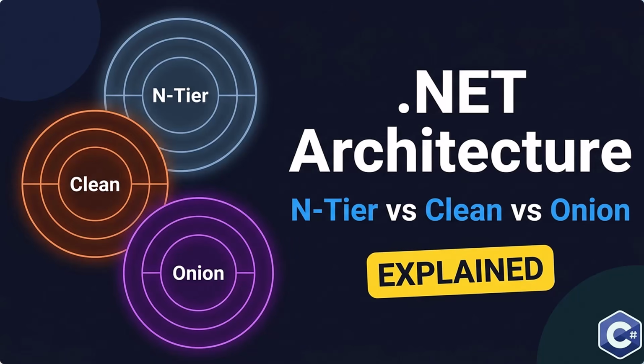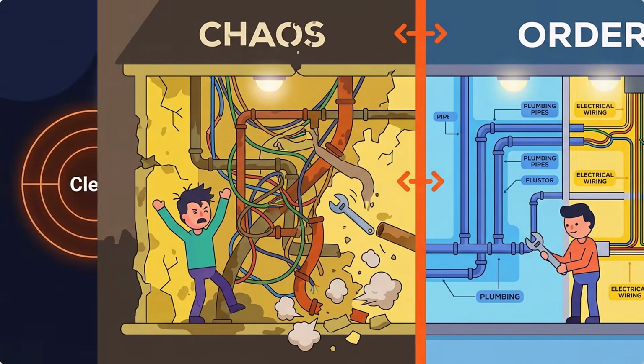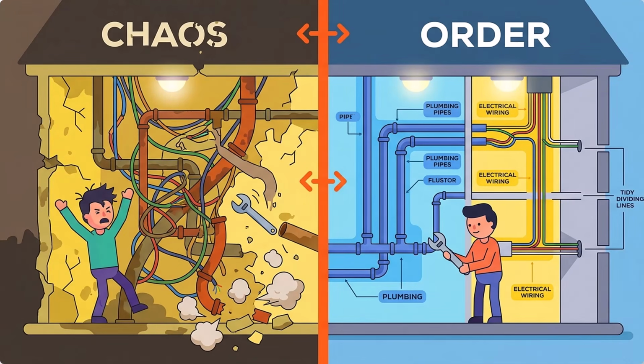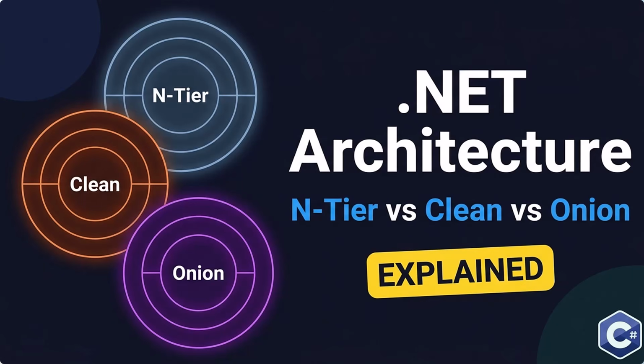Imagine you're building a house where the plumbing, wiring, and walls are all mixed together. You can't fix one without breaking another. That is what code looks like without architecture. Today we will be comparing three popular ways to structure a .NET application using N-tier, clean architecture, and onion architecture.